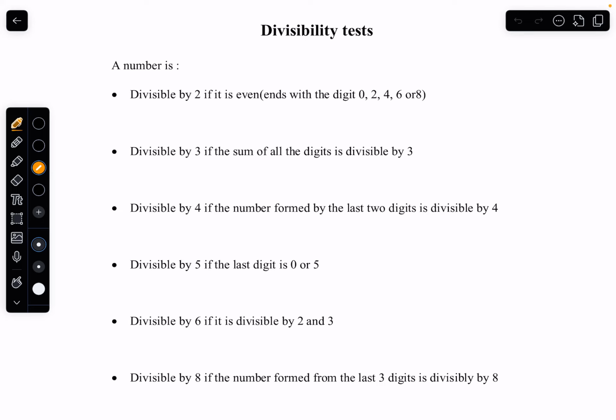Now we talk about the divisibility test. We talk about how we can tell whether a number is divisible by 2, or 3, or 5, or not. It means we are telling whether the number is a multiple of 2, 3, 4 or 5. We show different strategies.